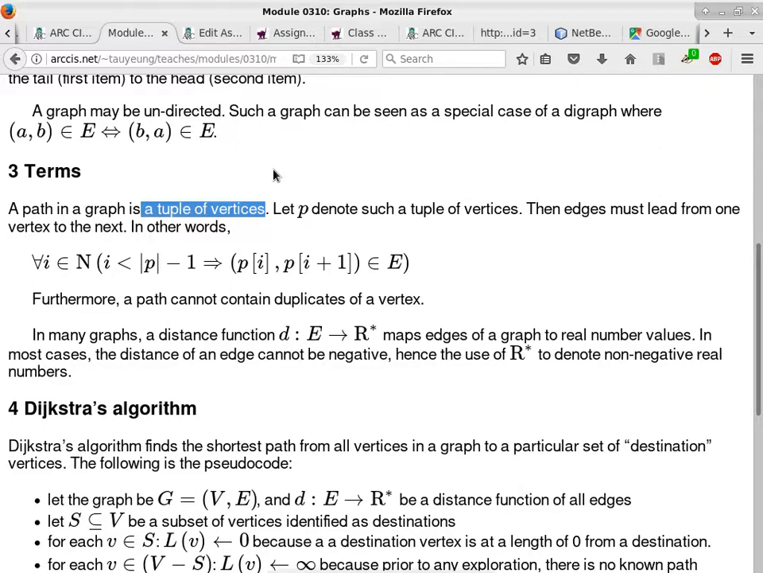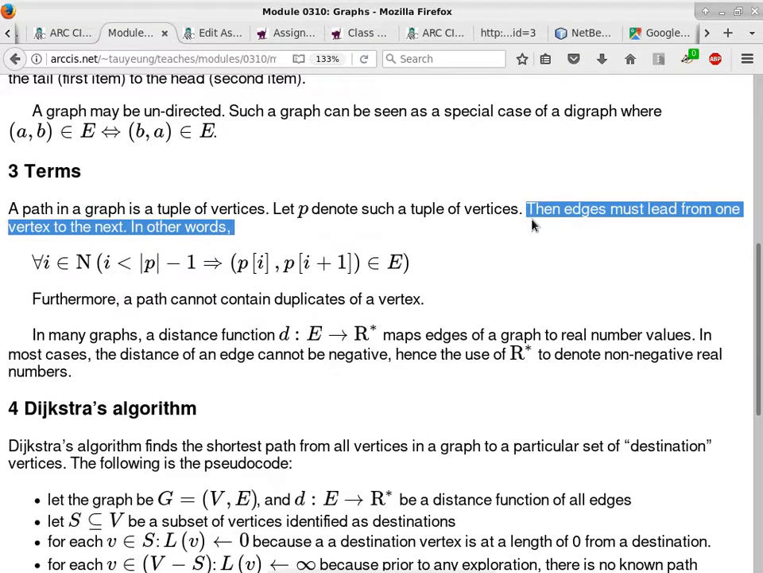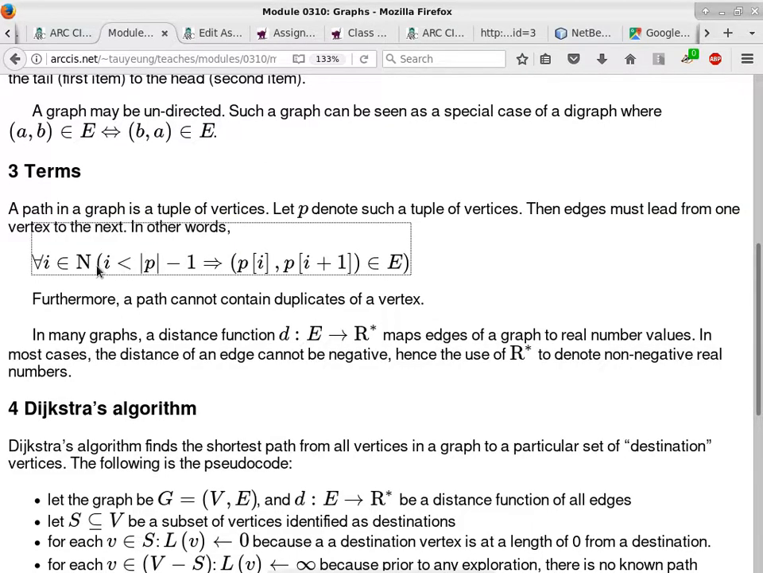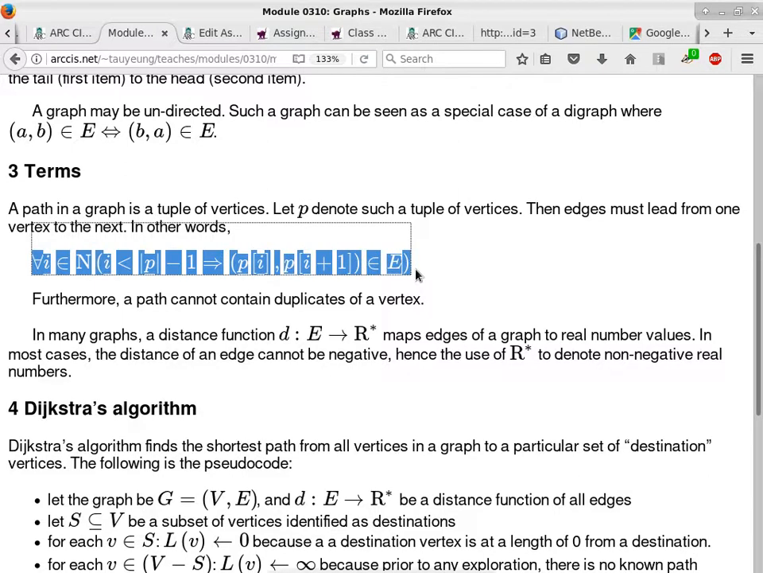Or if you want, it is a list of vertices, an array of vertices. So ordering is important within the tuple, within the array, within the list. In this case, I'm going to use lowercase p to denote such a tuple of vertices. In other words, lowercase p is a path. Then edges must lead from one vertex to the next within the path. In other words, this has to be true for p, if p is to be called a path.